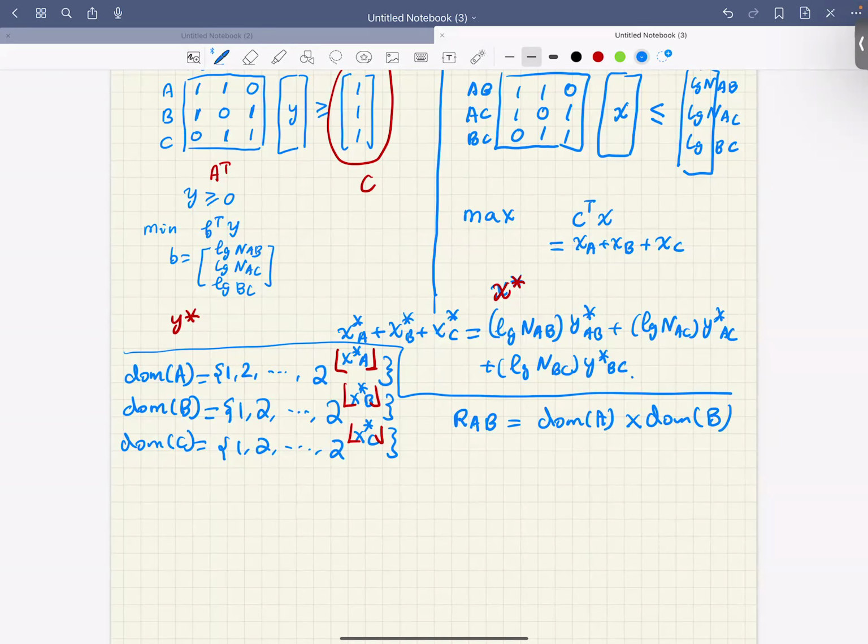Okay. By the way, RAC, well, you can guess already. So that's another Cartesian product, domain of A and domain of C. But I will go there later.